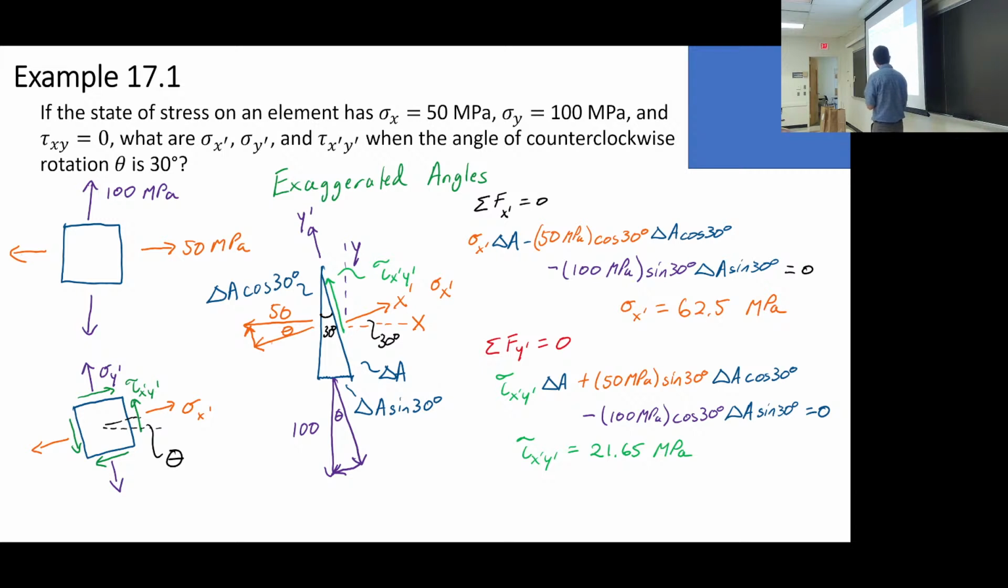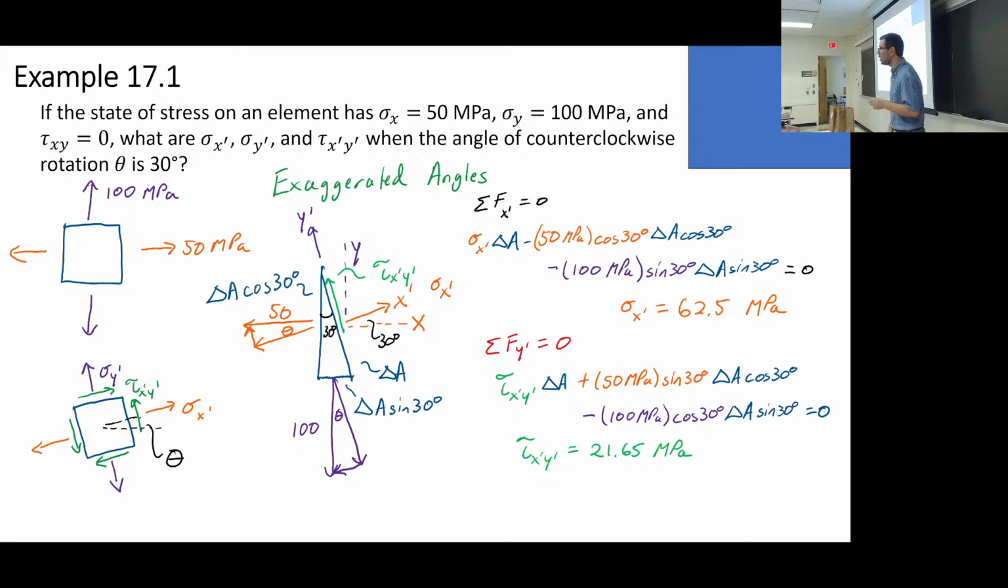How did you solve for the stresses? How do you do the algebra from here to here? Well, look, delta A all knocks out. There's a delta A, delta A, delta A. So you just divide everything by delta A. And then everything is known except for sigma x prime. Is that good? All right, good question, Joshua. I glossed over that.